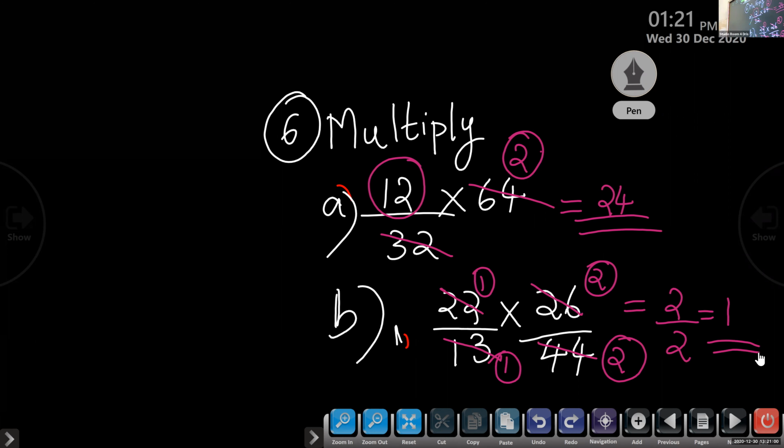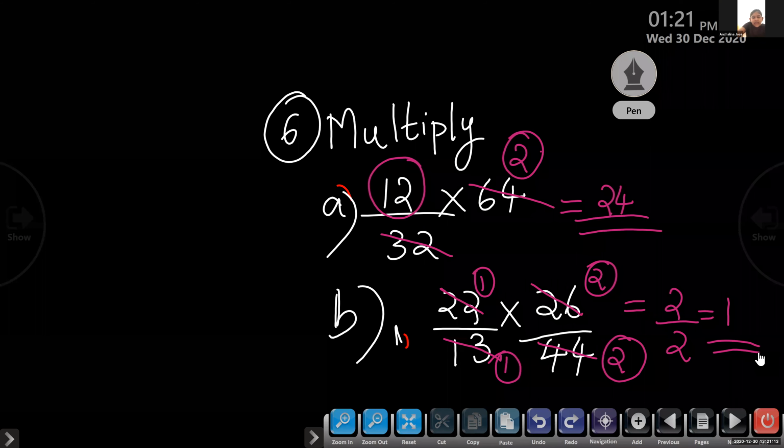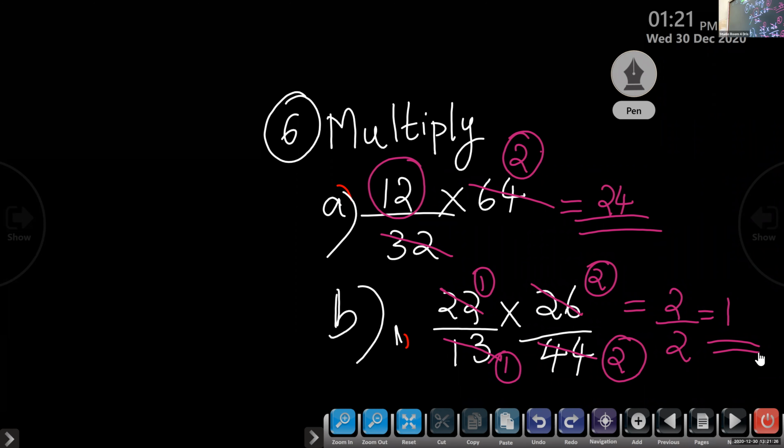So children, for multiplication, if there are no common factors, you can multiply the numerators and multiply the denominators and find the answers. Ma'am, I have a doubt. In the first question, 12 by 32 into 64, we can cut the 12 and 32, right? Yes, of course, you can cut. So we'll get the same answer, 24. Yes, same answer, 24.